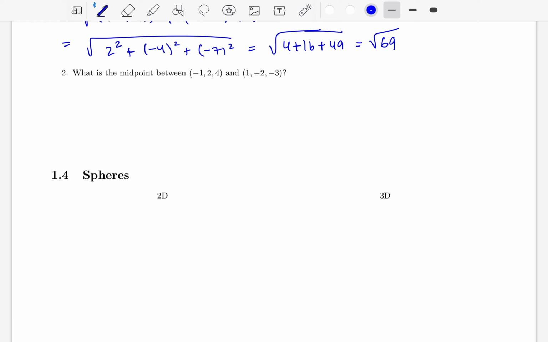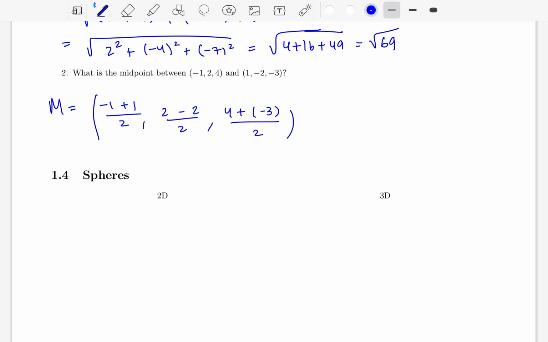Well, we talked about it. You just take the midpoint of each of the components, right? Between the components of x, y, and z. So I'm going to write it. So it'll be (-1 plus 1) divided by 2, (2 minus 2) divided by 2, (4 plus -3) divided by 2.